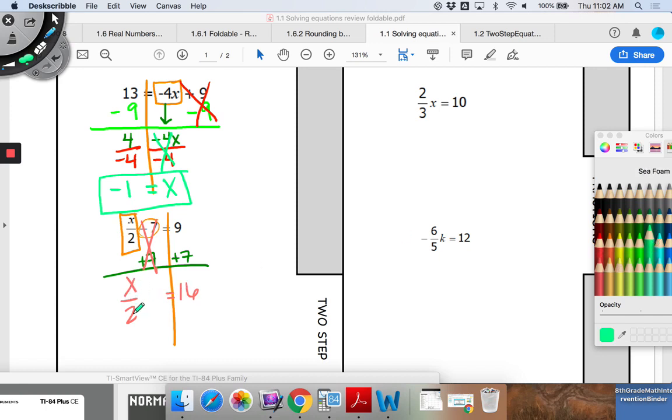Now this looks like a fraction, and that's scary, but it's really not a fraction. This line means divide. The opposite of divide is multiply. So we're going to multiply by 2 on both sides. And because this kind of is like a fraction, and these numbers are diagonal, the 2's cancel out, and I'm left with x equals 32. Okay, so that's it for this one.